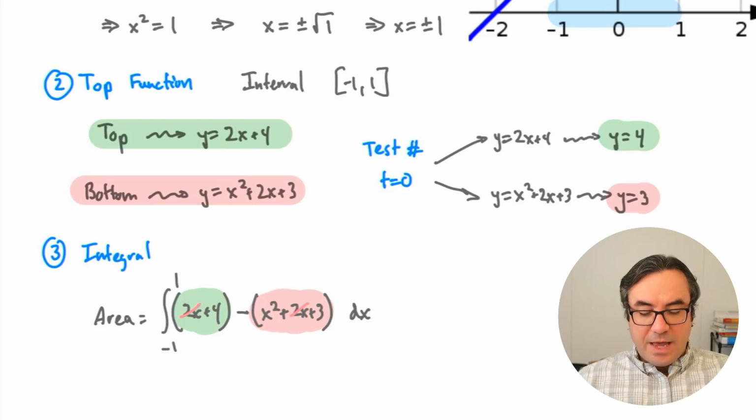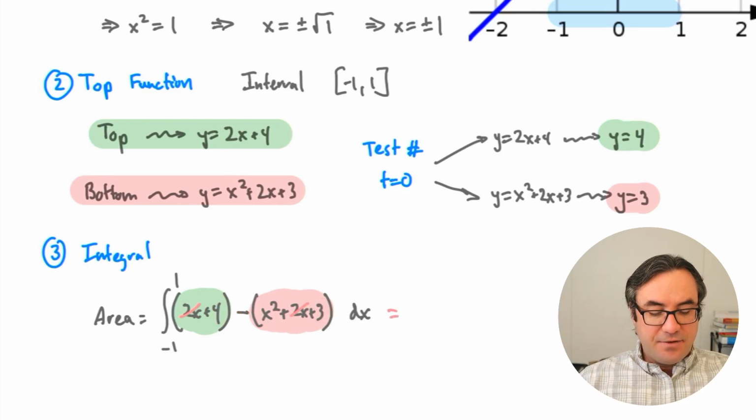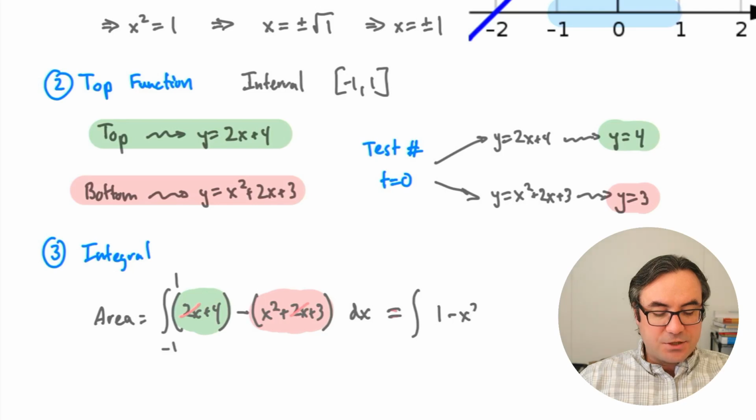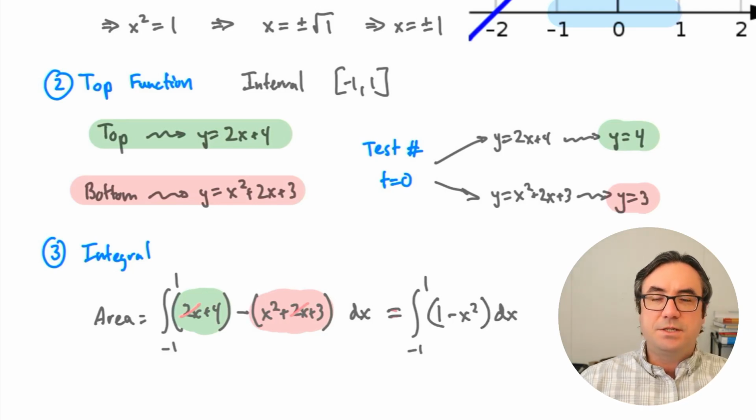Then we have a 4 minus a 3. So that's going to leave us with just a 1. And then we have minus x squared. So we'll have a 1 minus x squared ultimately for our function. And we're going from -1 to +1 still.